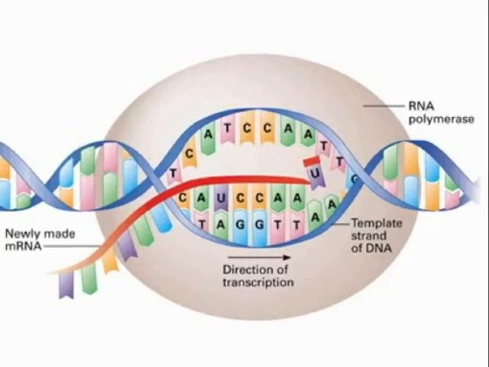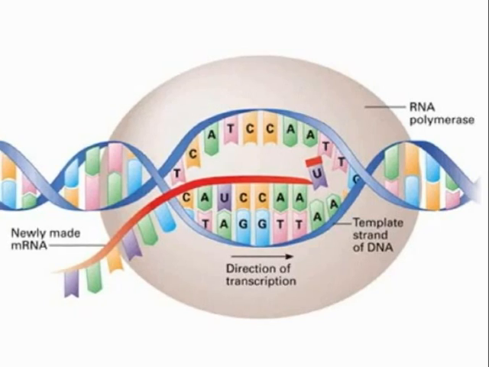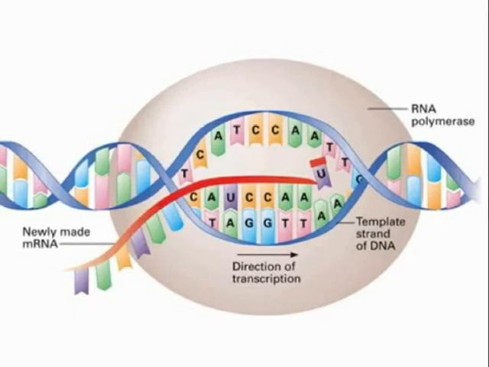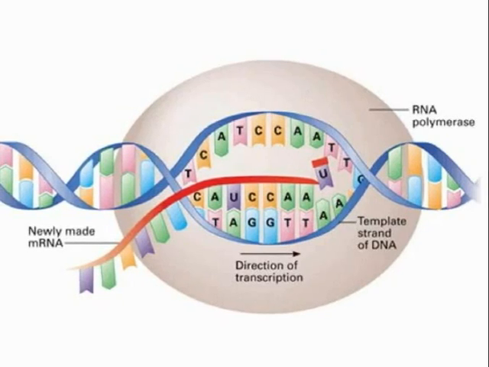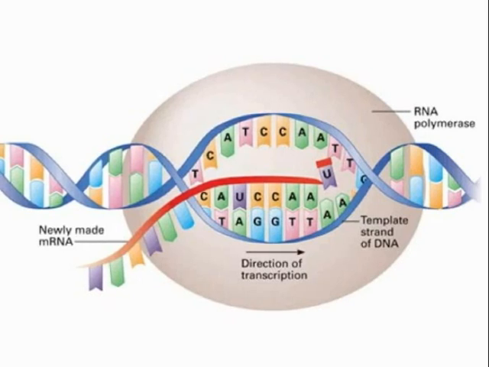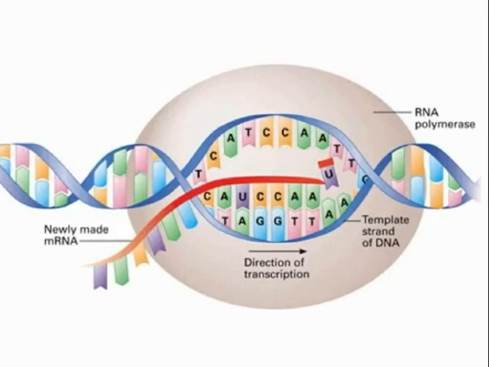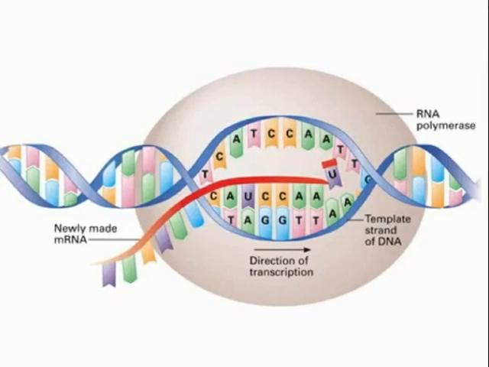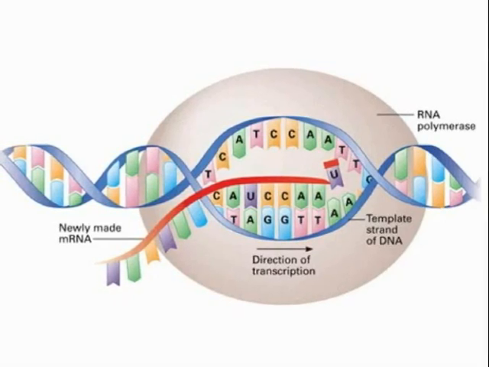The major difference between RNA and DNA is that RNA has the letter U for uracil. It does not have a T for thymine. Thymine is only found inside DNA. Uracil is only found inside RNA. Adenine, cytosine, and guanine are still found in mRNA as they are in DNA.